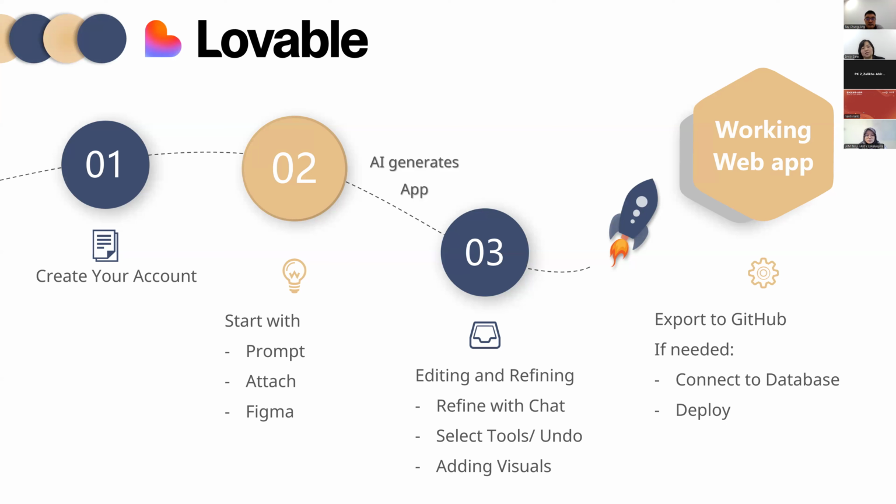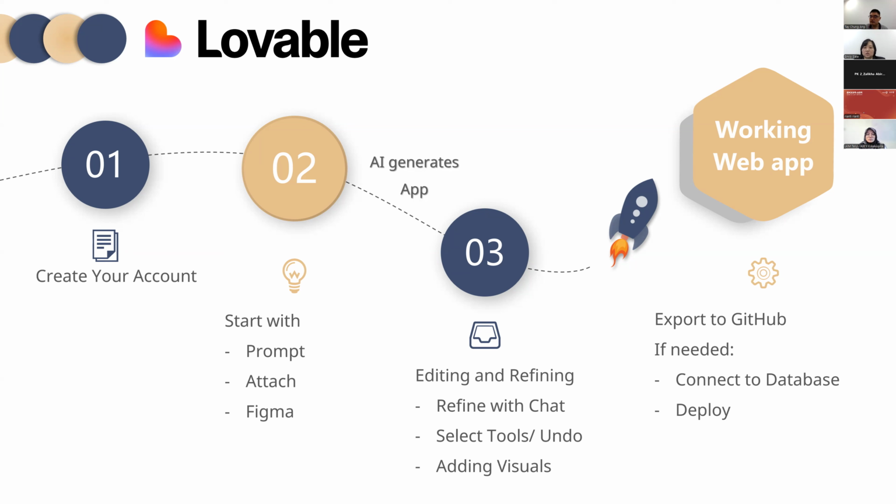Now, they actually provide 3 ways to start with your web development. One of the ways is using prompt. Another one is using attach. Attach means you can attach any file, existing code, or you can use Figma. Some developers want to see the prototype first before they convert it into the real development. So Figma is one of the best tools to develop the working prototype. If you have a Figma product, you can import it into Lovable and then convert it into code.